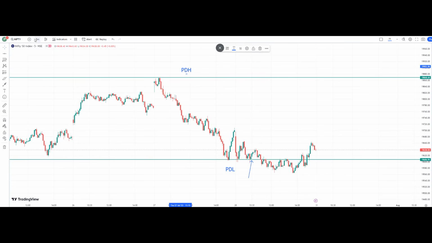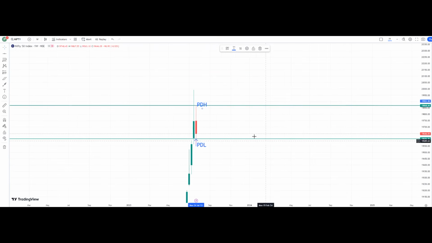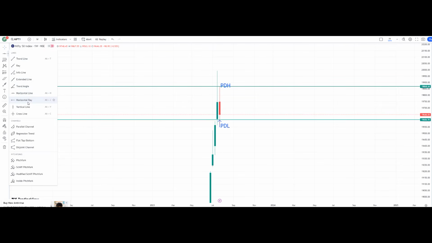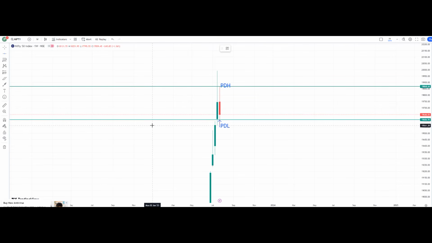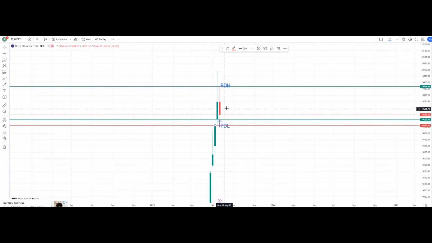Now we'll go to the weekly. So 1 week. Okay, so we have gone to the weekly chart. Okay, so this is the previous week, that is 17th July. We are going to mark the high and low of the previous week. So go to the horizontal line. This I will mark in red. This is the previous week low. Okay, and this is the previous week high.